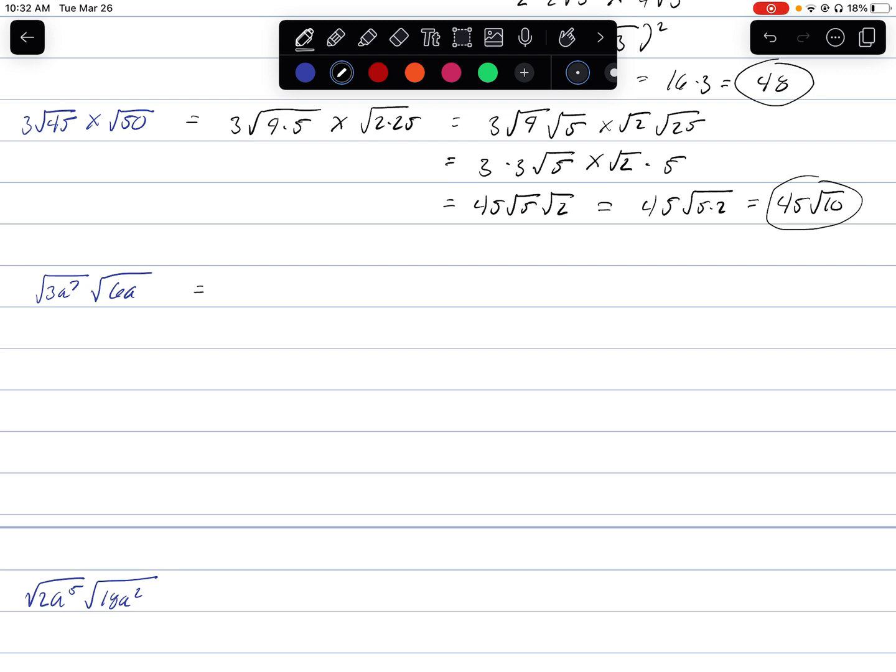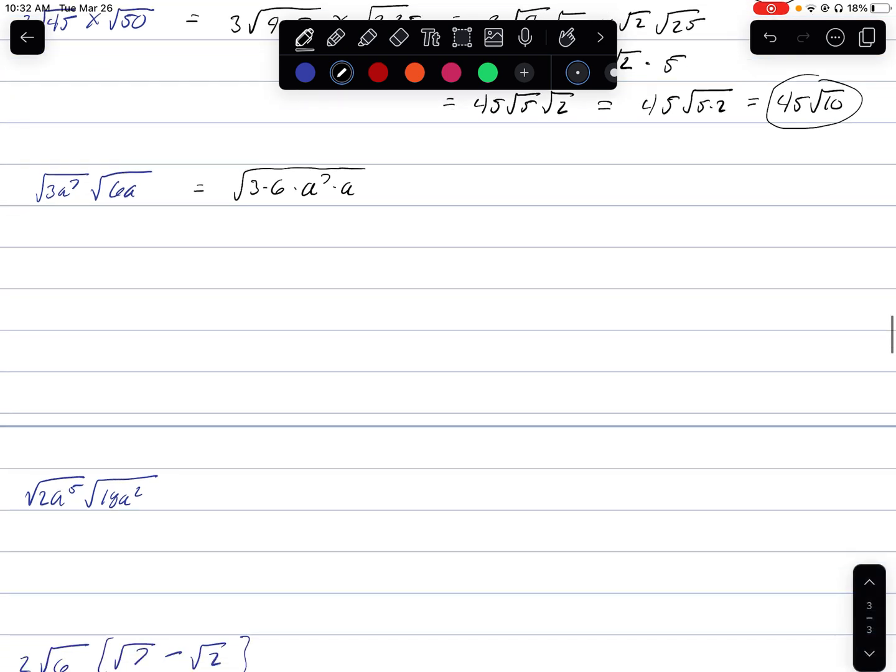So if we multiply everything under one square root, we will have 3 times 6 times a to the 7th times a. Okay, so then we have the 3 times 6 is 18, so we'll have the square root of 18, and a to the 7th times a is a to the 8th. So we have the square root of 18a to the 8th. Okay? And 18 we can write as 9 times 2. All right? 9 is a perfect square, so that's helpful. So we have the square root of 9 times 2 times a to the 8th.